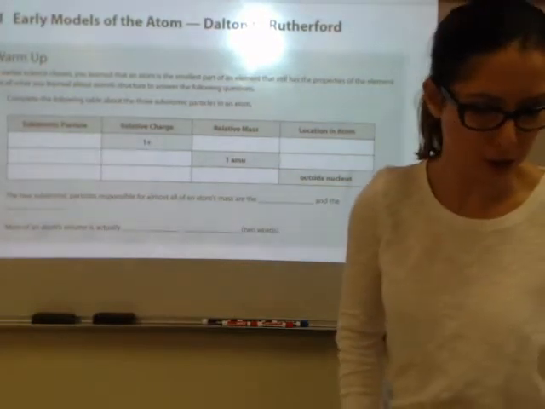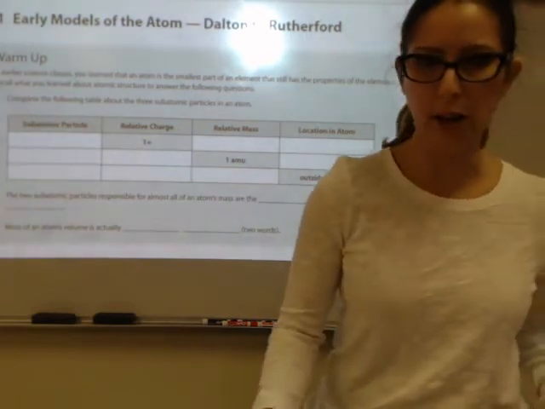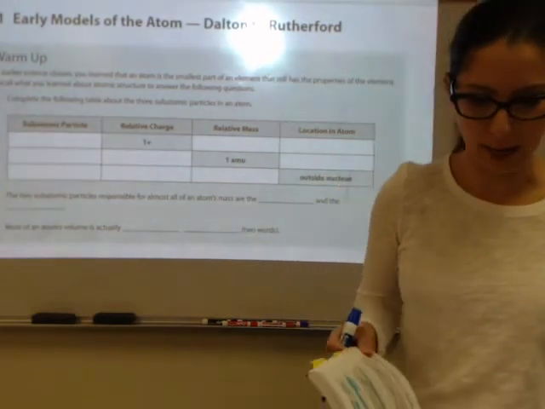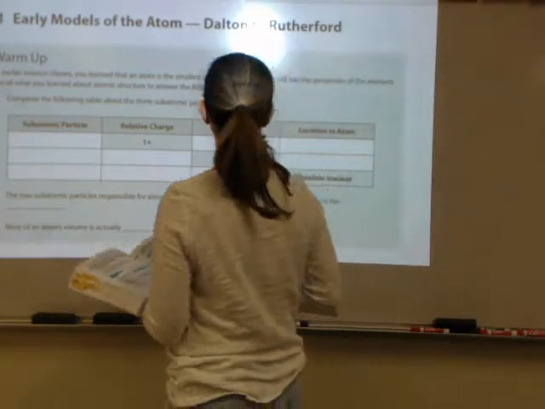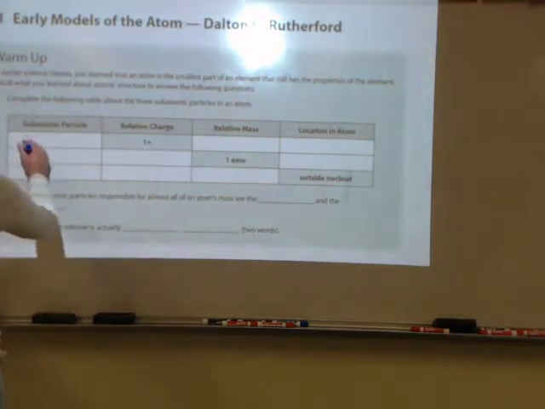All right, let's take a look at early models of the atom, Dalton to Rutherford. And in earlier science classes, you learned about the atom, and that's the smallest part of an element. And you learned about atomic structure. And if you take a look here, we have three different blanks for subatomic particles.